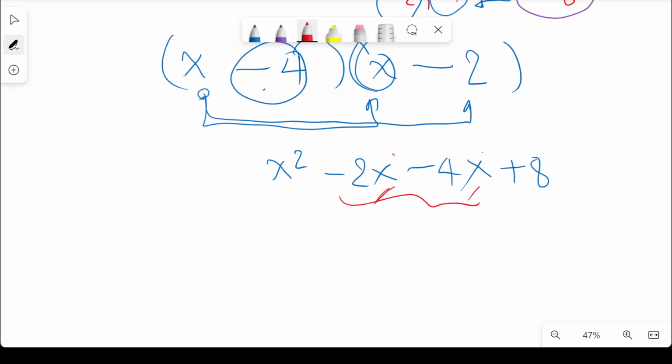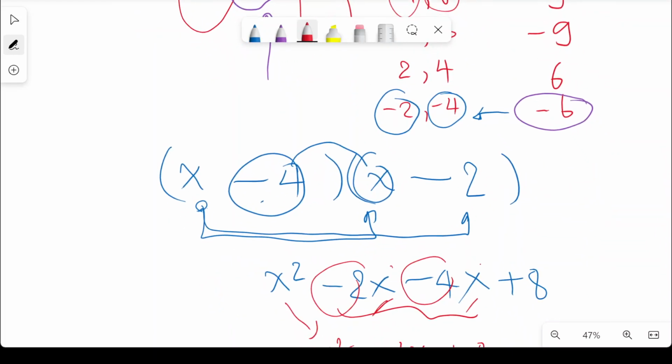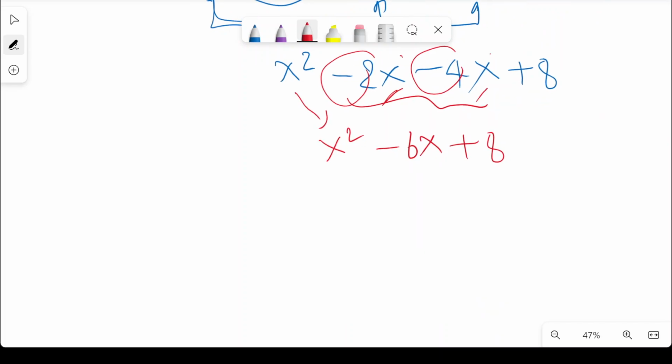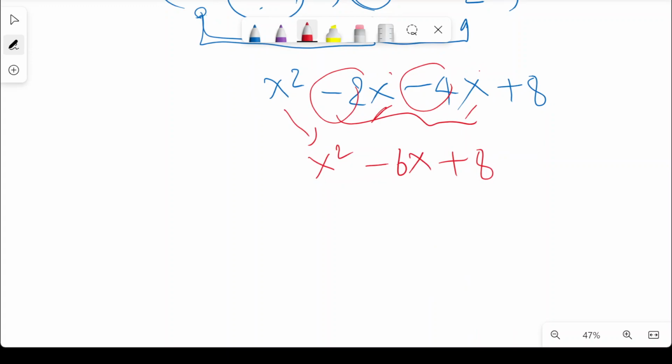They have the same x with the same exponent, so they are considered like terms. So you can combine the coefficients, the constants in front of them. This one is negative 2, this one is negative 4, that gives you negative 6x, and the leading term is x squared, and the last term is plus 8. And you see that you got it right. So this is another example of a trinomial that has a negative sign in the middle term. And let's see another example.